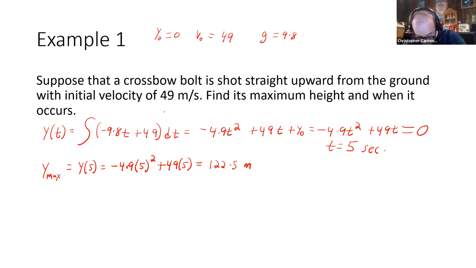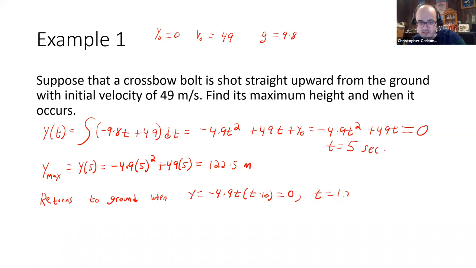And we know that the bolt will return to the ground. We know it's going to return to the ground when y is equal to negative 4.9 times t minus 10 times t is equal to 0, which means it's going to return to the ground when t is equal to 10 seconds in this case.